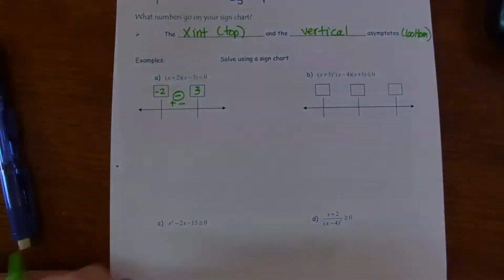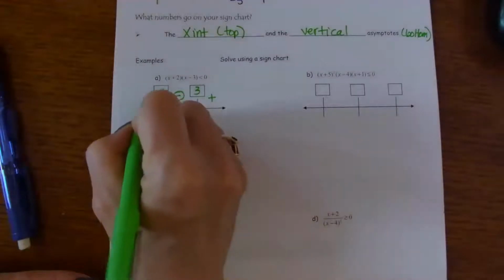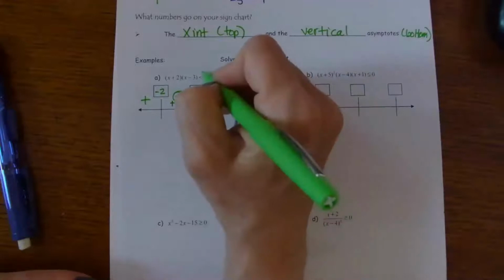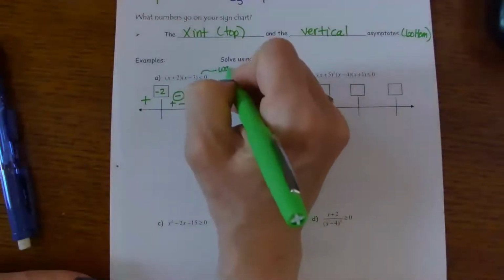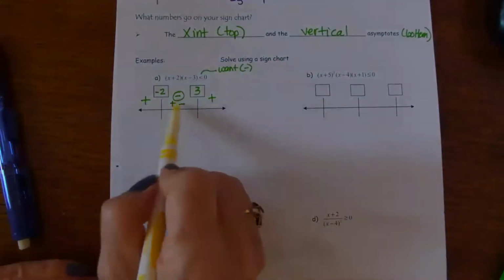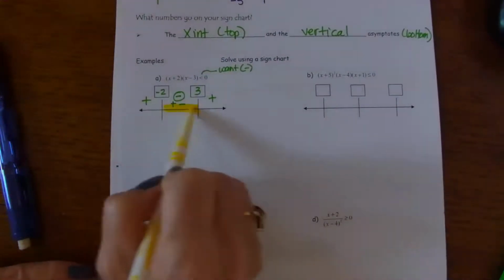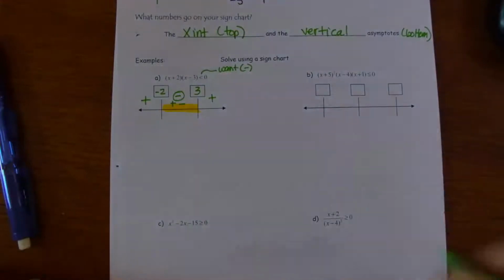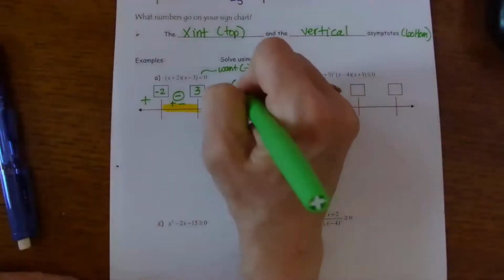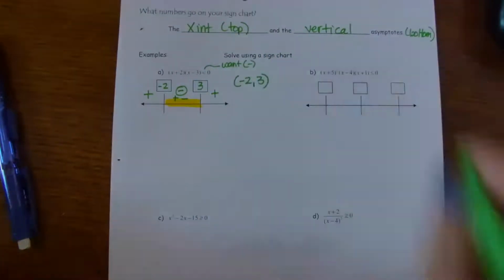Negative, right? And positive, and positive. Now this one says x is less than 0, so I want negative answers. I'm interested in this area right here. But I don't have an equal sign, so it's just going to be -2 to 3.